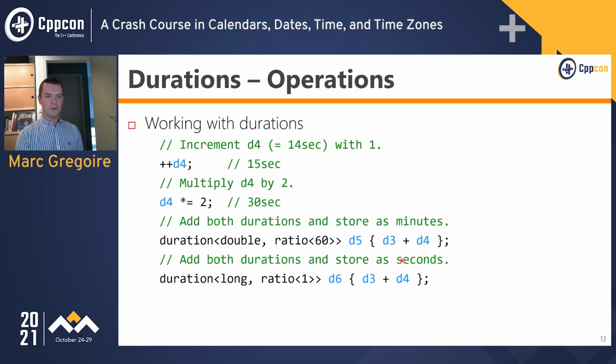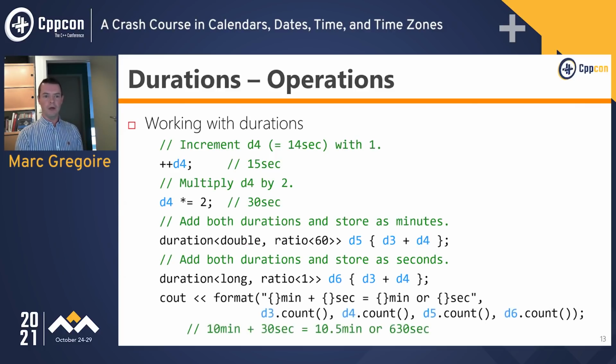So I can also add the durations and store them as seconds. So here I'm doing the same addition, D3 plus D4, but this time I'm storing it in a duration where a tick is a single second. And in this case, adding D3 and D4 together will always result in an integral amount of seconds. So here I can use long instead of double.